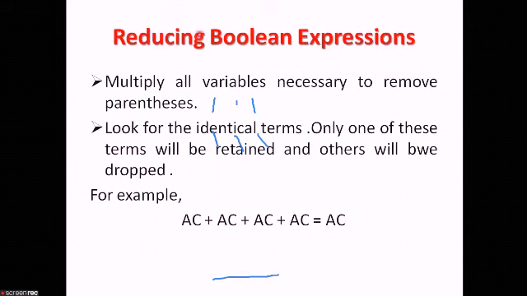Now, the procedures are as follows. We will be seeing the procedures for reducing the Boolean expressions. The first procedure is to multiply all the variables necessary to remove the parentheses. Parentheses means the brackets. Next is to look for identical terms. Only one of these terms will be retained and the others will be dropped. For example, AC plus AC plus AC plus AC, so we can just write one AC. This all will be combined to one AC.